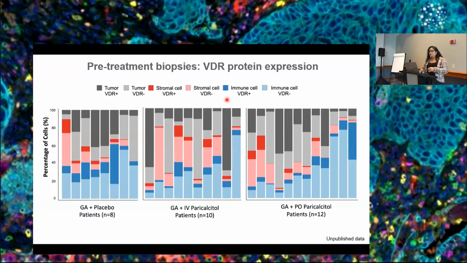So this is just an overview of VDR expression across the main populations, tumor, stromal, and immune cells, showing that the expression of vitamin D receptor is heterogeneous across these populations. And as you can see, this expression is highly variable and changes among cell types, underscoring the need of studying expression across different populations.